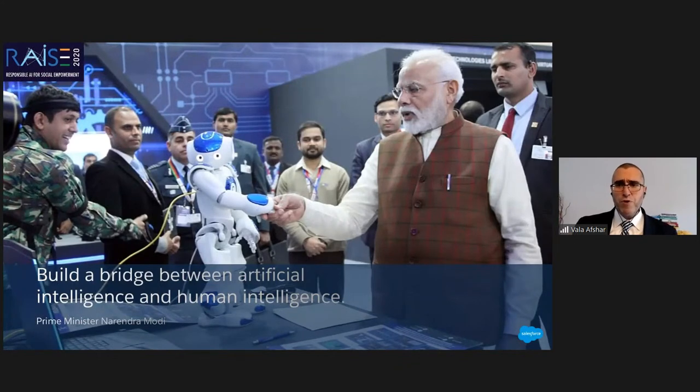Now, the honorary prime minister, at the opening ceremonies, talked about building the bridge between artificial intelligence and human intelligence. What's important when we talk about human intelligence is it's not just IQ, it's EQ, our emotional intelligence. It's our LQ, our love quotient, how we love our communities, our societies, our colleagues, friends, and family. So when we talk about overall human intelligence, emotional intelligence is key.